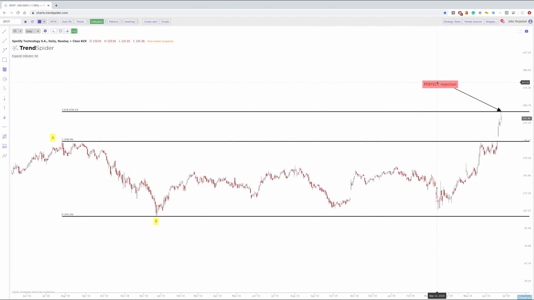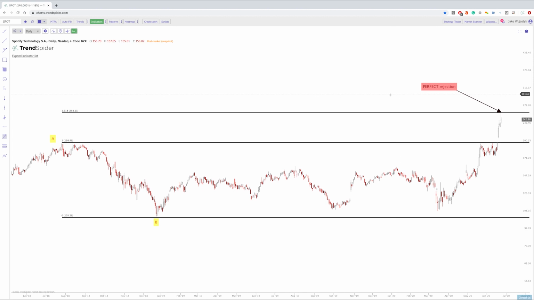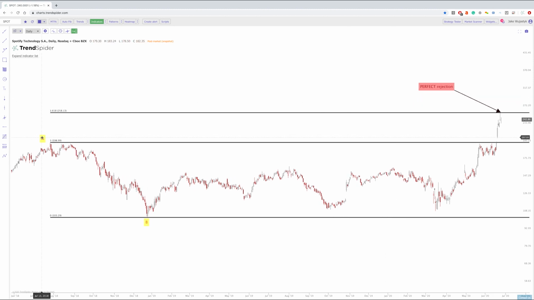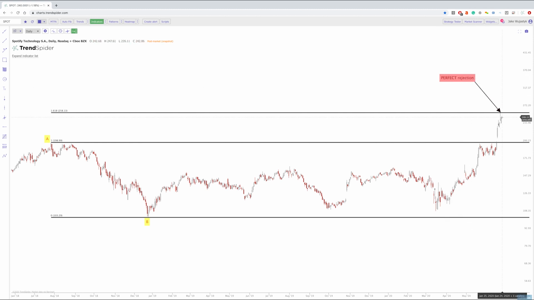So what I have here is A, this is the start of the measured move. This is B, this is the end of the measured move. And notice how perfectly the price tested this area above. I mean, literally almost to the T. I don't think, yeah, okay, maybe we missed it by a couple cents. Let's really zoom in there.